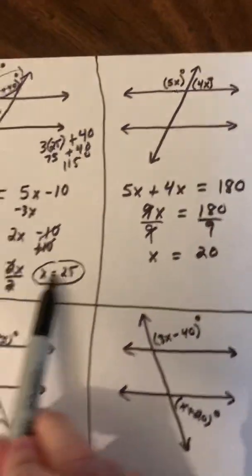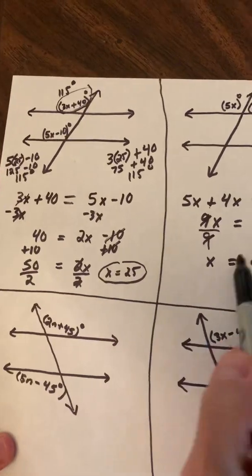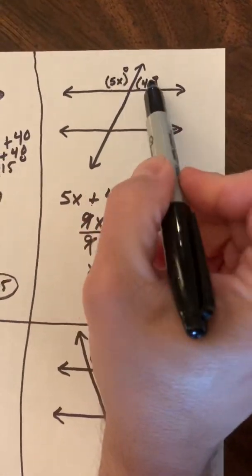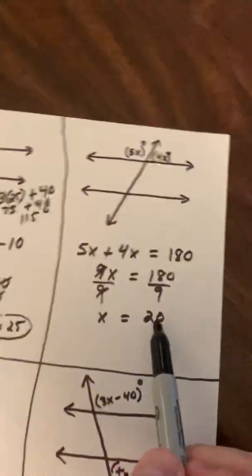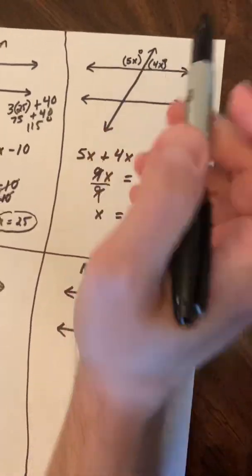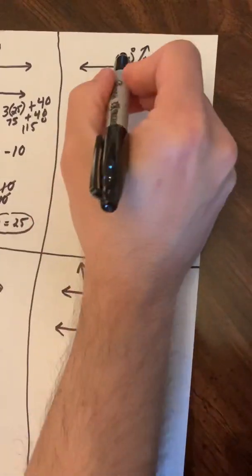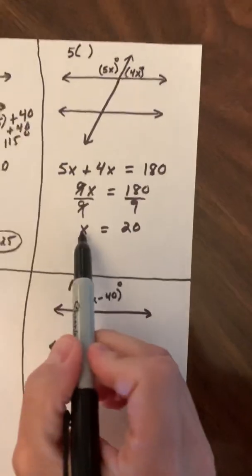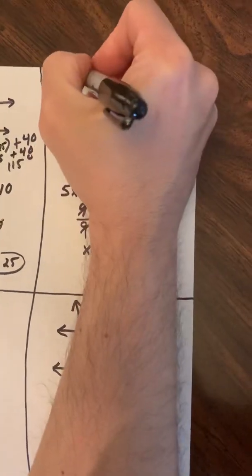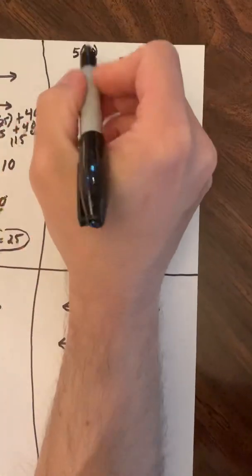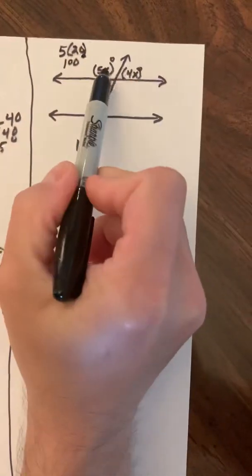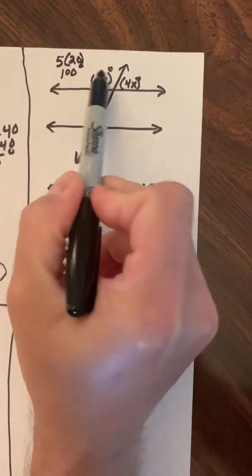Same thing here. Once we find our variable, doesn't mean we're done, all right? All we found out was the value of x. If I want to find out the measure of these two angles, I've got to now substitute this 20 in for these x's, all right? So the one that was labeled 5x, I'm going to do 5 times, I got x equals 20, so I'm going to replace the x with 20. 5 times 20 is, so this angle here is 100 degrees, okay?